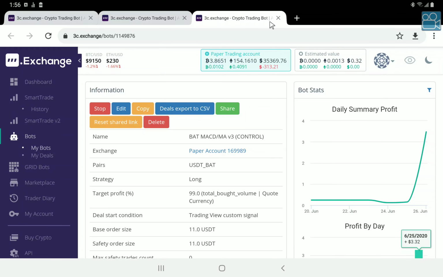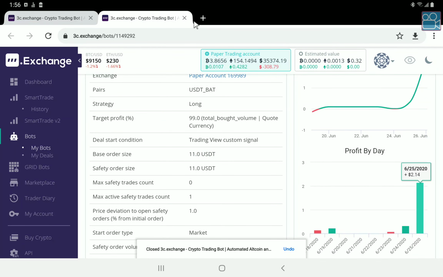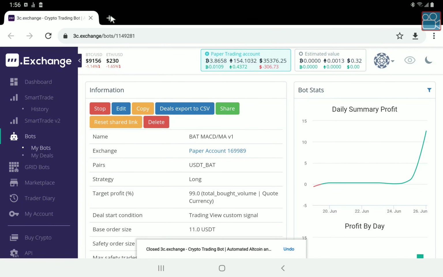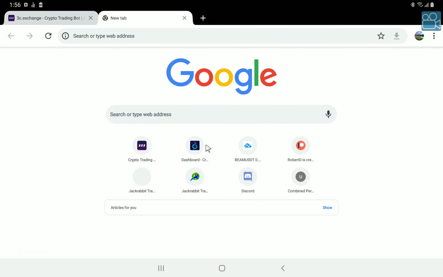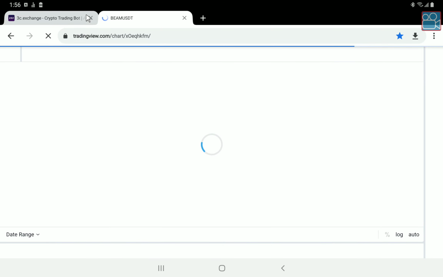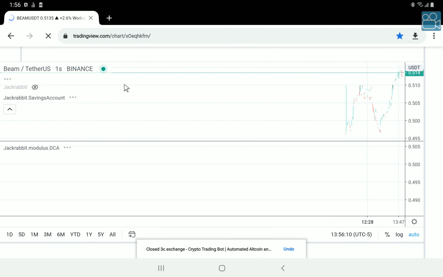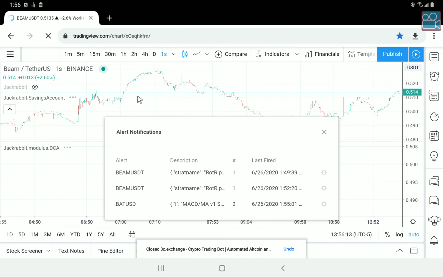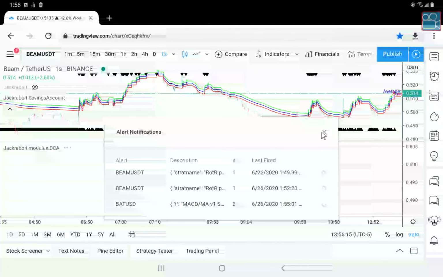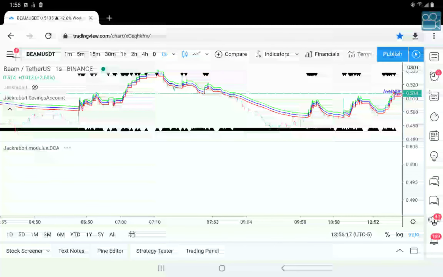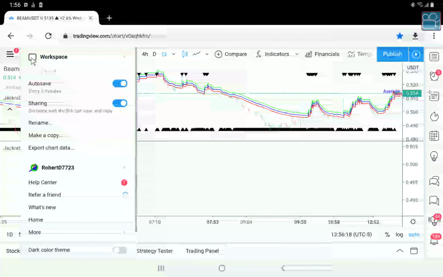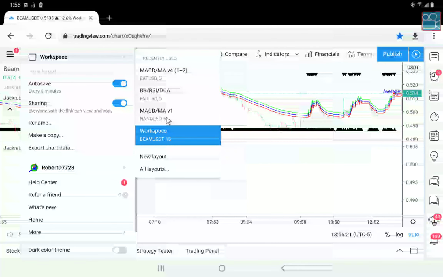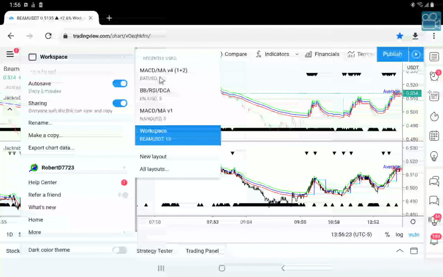So let's go ahead and clean these out. Let's open up TradingView. Here we go. And let's look at the charts. Okay, we got some test analysis going here. Let's get out of this. Let's go to the savings account.